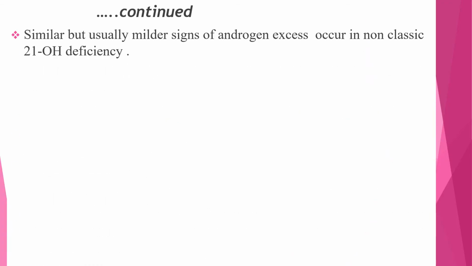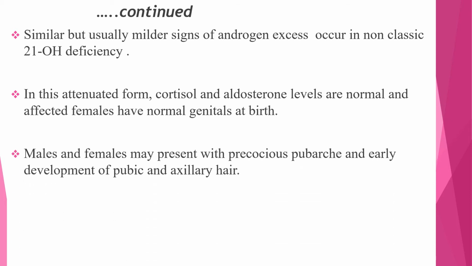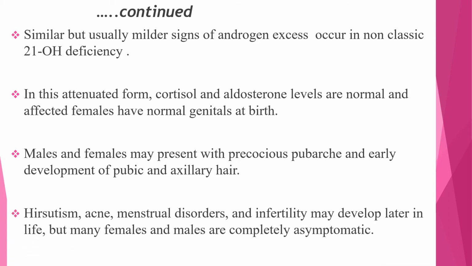Similarly, but usually milder, signs of androgen excess occur in non-classic 21-hydroxylase deficiency. In this attenuated form, cortisol and aldosterone levels are normal, and affected females have normal genitals at birth. Males and females may present with precocious puberty and early development of pubic and axillary hair. Hirsutism, acne, menstrual disorders, and infertility may develop later in life, but many females and males are completely asymptomatic.